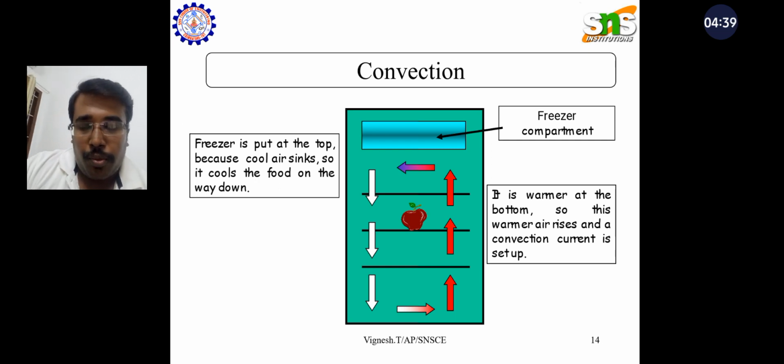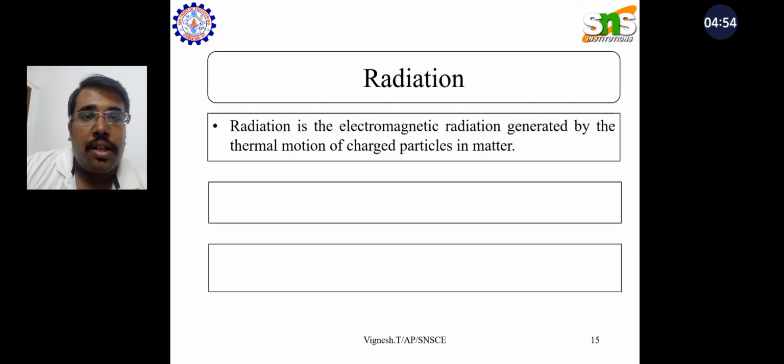If you put the freezer box at the bottom, the cold air is still down and the hot air is still at the top, so no natural convection cycle will happen. That's why we put the freezer box at the top. So this is a natural convection cycle.